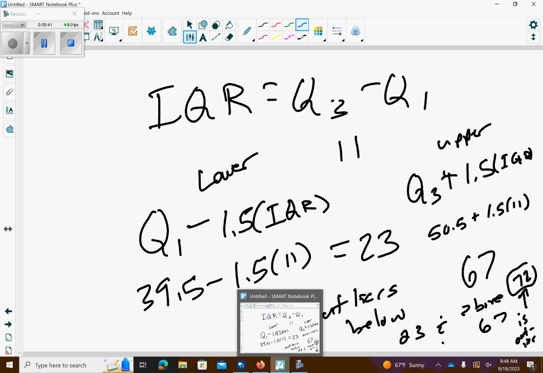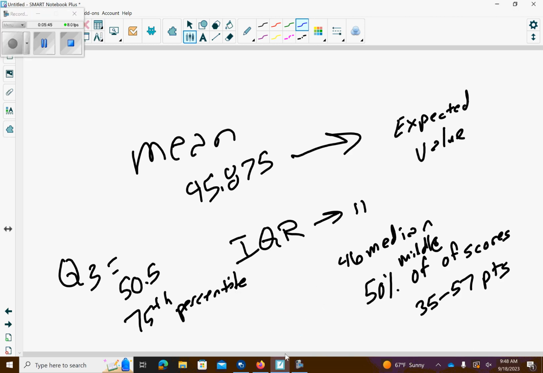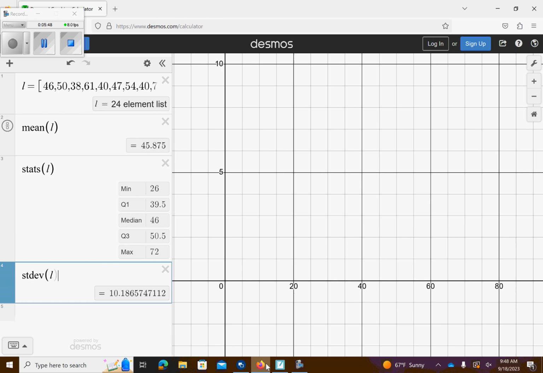Okay, so let's go back to Desmos. Based on our mean and median, our mean is 45.9 and the median is 46, so it's skewed to the left because the mean is smaller than the median. Remember, the mean goes in the direction of the skewness, so it's skew left.